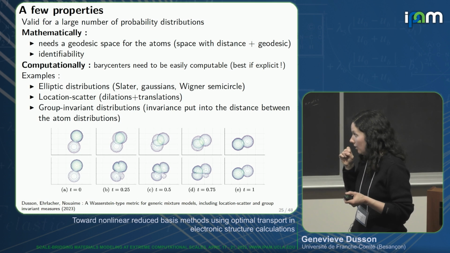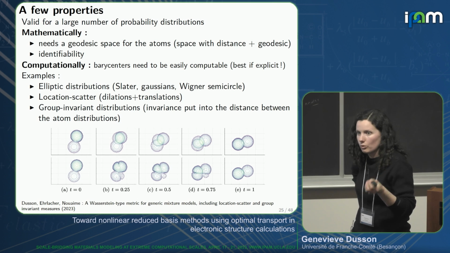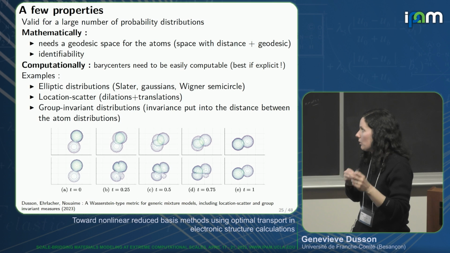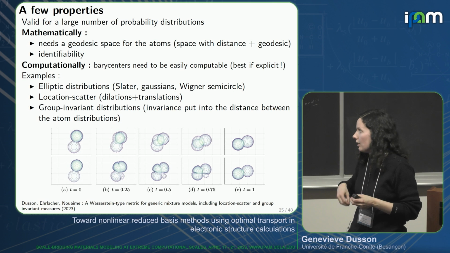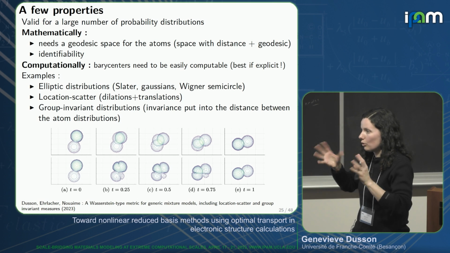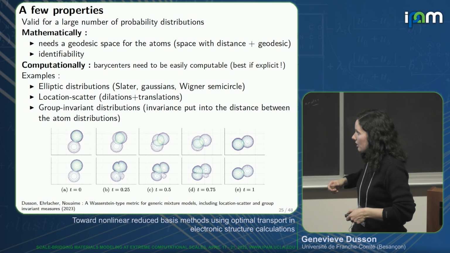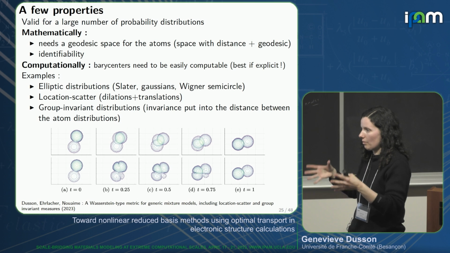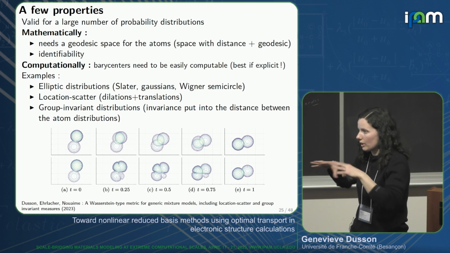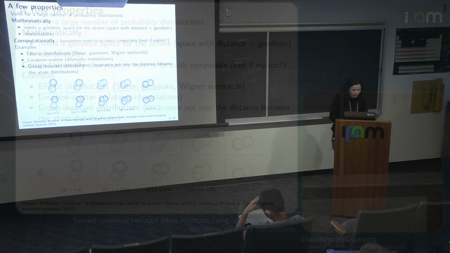Another nice feature is that you can also incorporate some group invariance into the individual atom distributions, so that you don't see the group complexity on the whole thing. This is just a picture of a barycenter in this mixture sense for Wigner semicircle distributions, something that has compact support, and for which we can do exactly the same as for Gaussians. Okay.